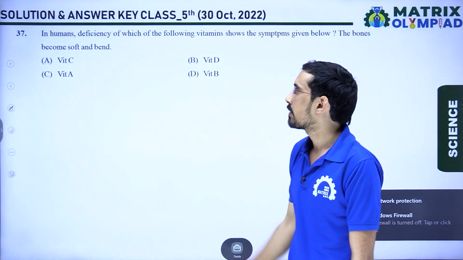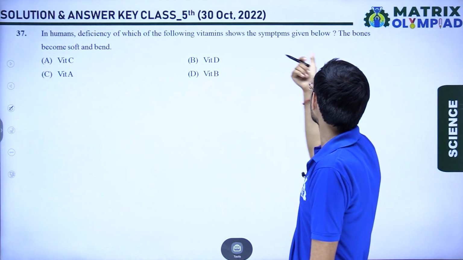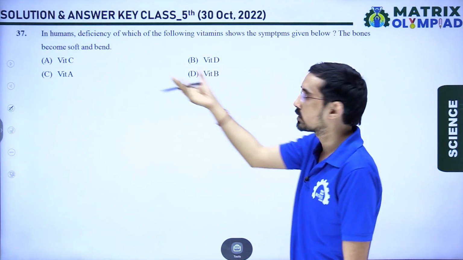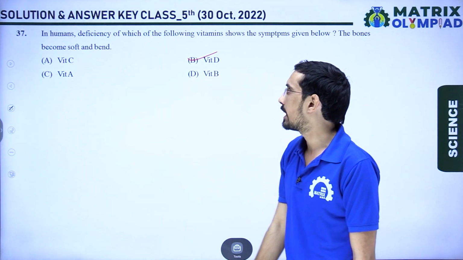Next question is, in humans, deficiency of which vitamin shows the symptoms given below? The bones. Bones are affected with vitamin D. Option will be B. Next question.